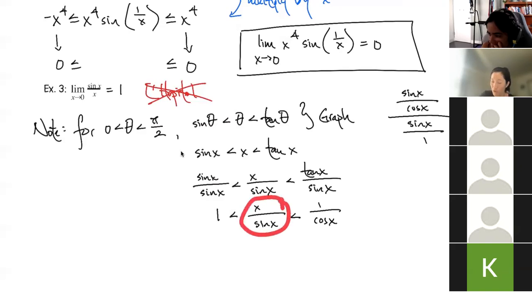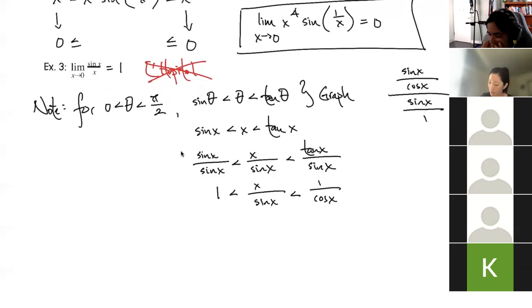I have x over sine x. But I don't want x over sine x. I want sine x over x. And so what I'm going to do is take the reciprocal of everything. Okay, so I'm going to take the reciprocal.